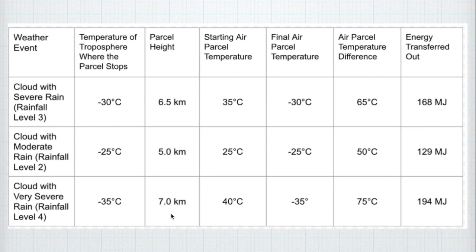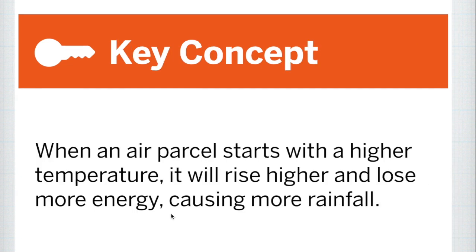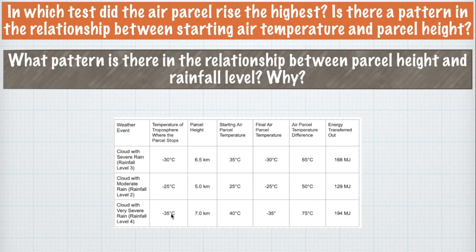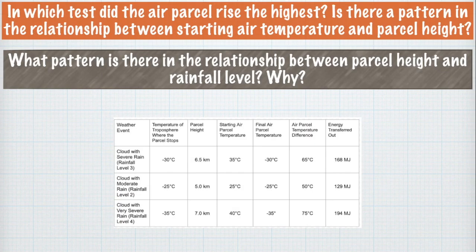Now, I want you guys to make sure you understand this concept, and I'm going to go over this in the online live session, because I want you to really understand that as an air parcel rises, energy transfers from the warm air parcel to the cold surrounding air until their temperatures become equal. When an air parcel starts with a higher temperature, it will rise higher and lose more energy, causing more rainfall. So again, this is key to understanding.